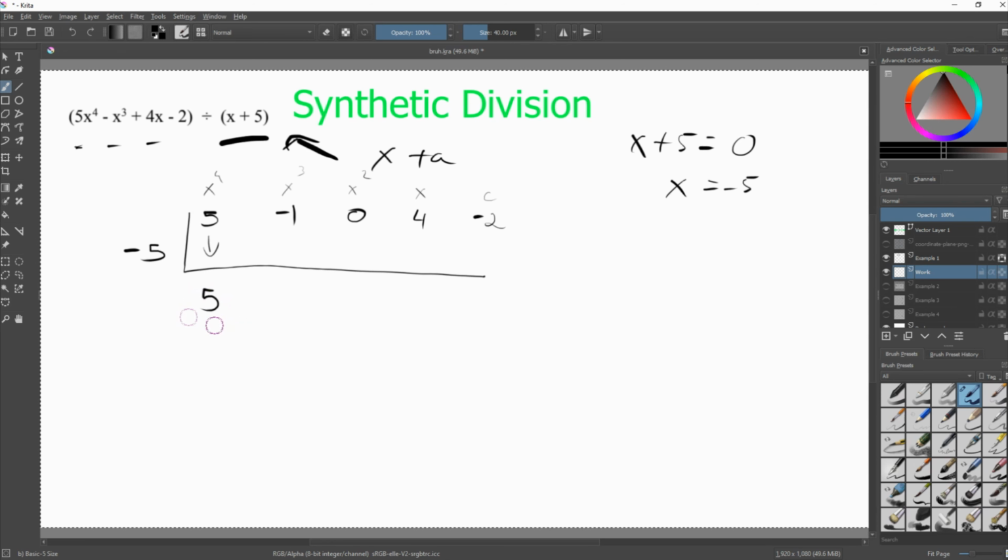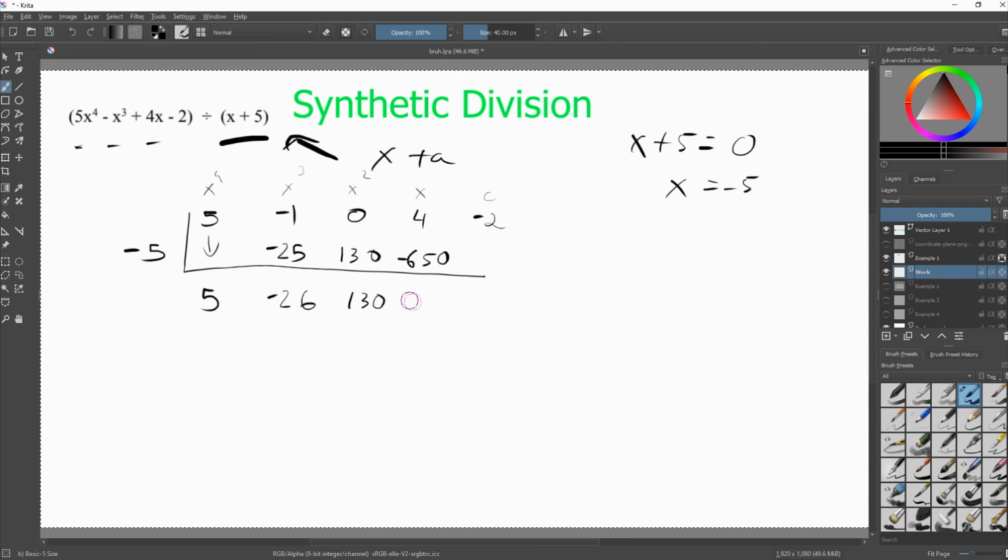And then you take this number here and you multiply it to that number there and you put it here. So 5 times -5 is -25. And then you add these two, you get -26. And you repeat the steps. So take this, multiply by -5. So that gives you positive 130. And then you add these, you get 130. And you multiply across here again. I have, let's see, 650 negative.